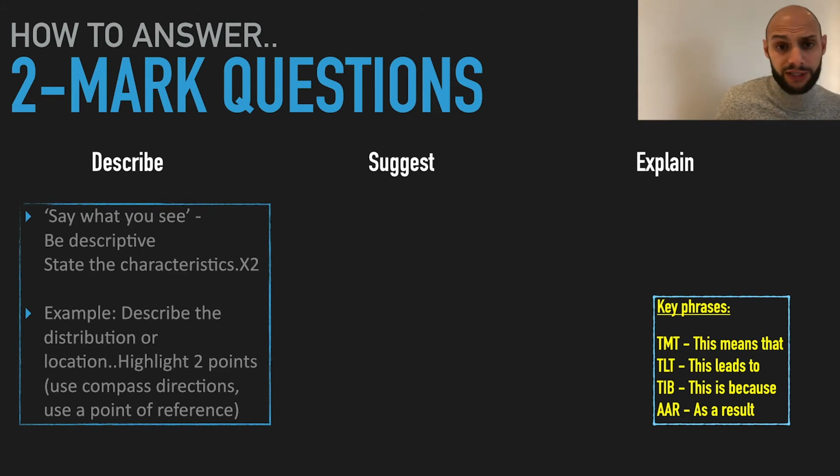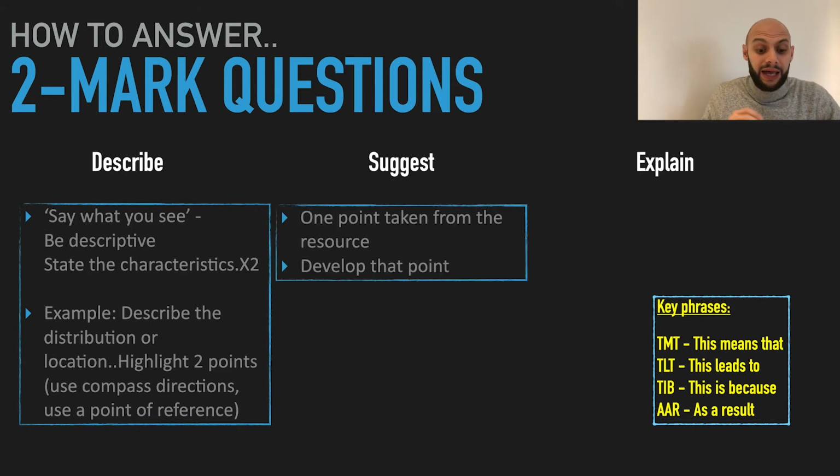Okay, for a suggest question, 2 marker, take 1 point from the resource and develop that point. So a suggest question will always be related to a figure that they're going to give you. So they say in figure 3A, suggest, etc. So you have to take 1 point, lift 1 point, extract 1 point from that figure, from that resource, and develop it. And I'll give you an example of that in a second.